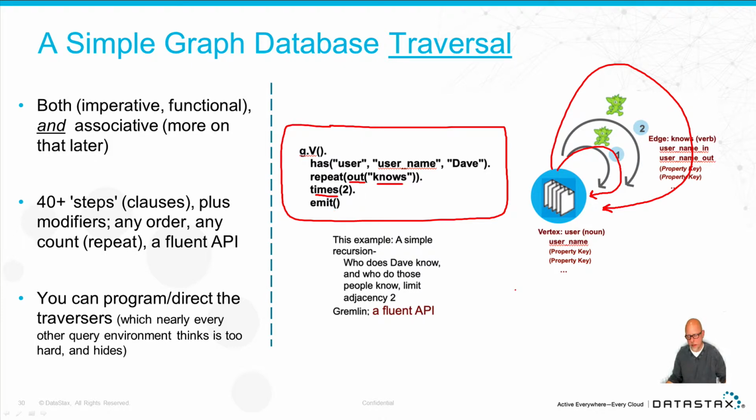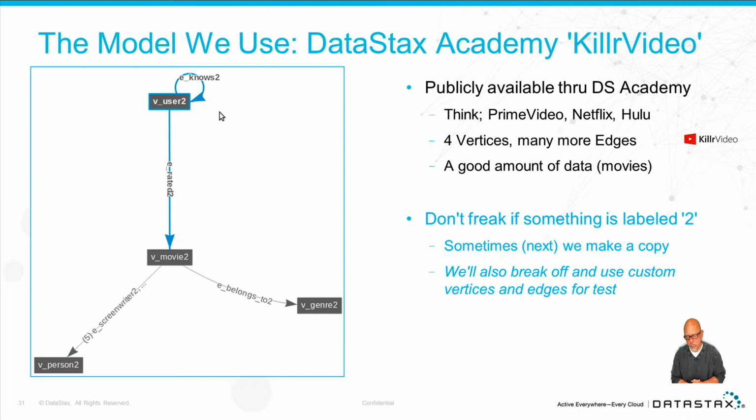So this dot this dot this. I could have had another has below. I could have repeated something else below. It's Fluent. The order is optional, and so on. So the model we will primarily use is a product recommendation engine for movies.